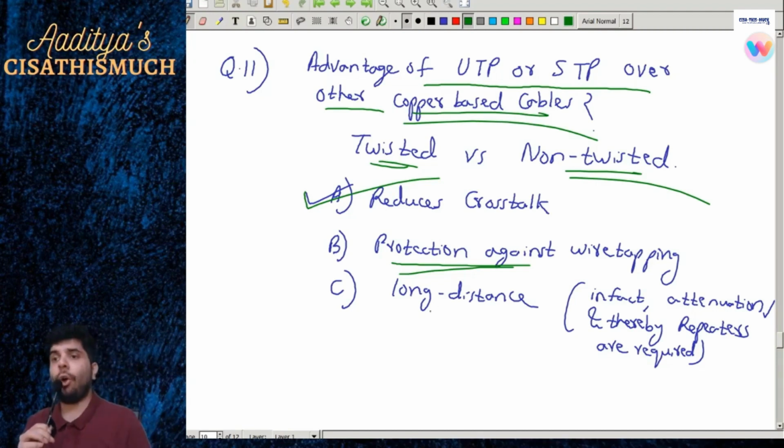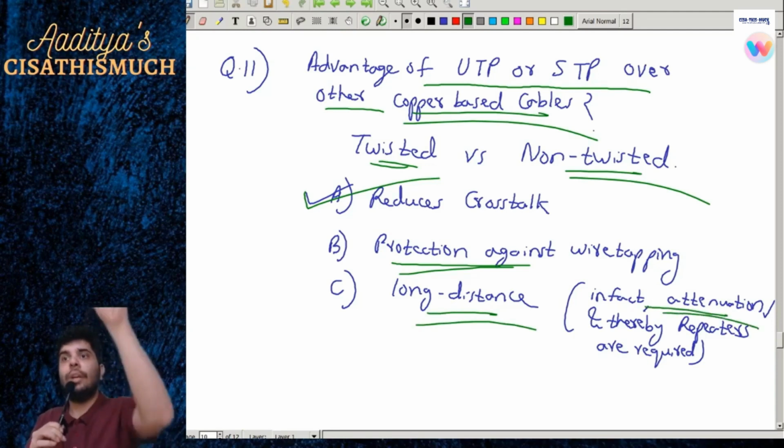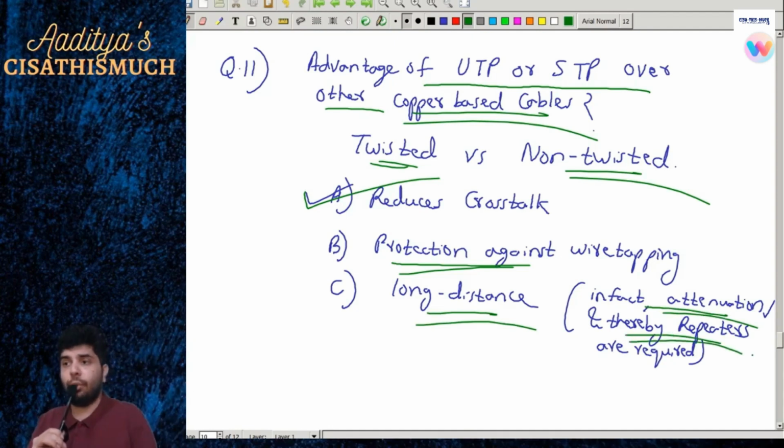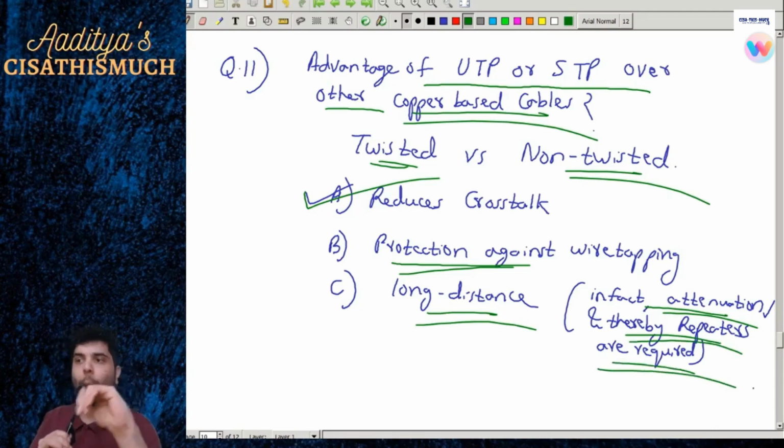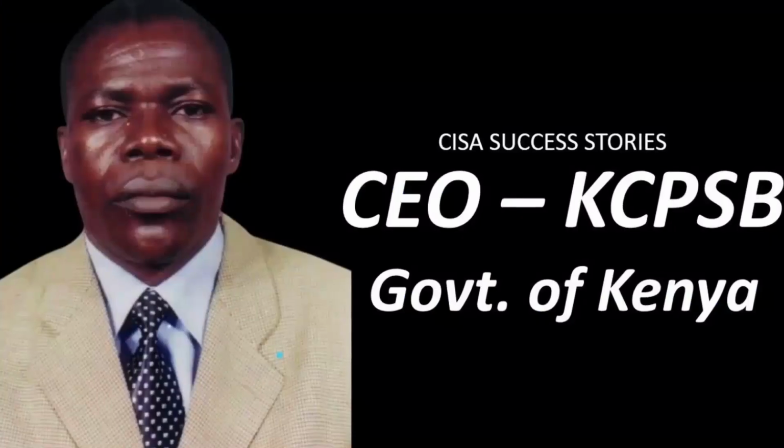Point number C is what? Long distance? No. In fact, attenuation will happen in case of the twisted pairs. And thereby, if you are using the twisted pair, you will need repeaters. Repeaters are required because of attenuation. So basically, it is not suitable for the long distance. So that is also not the correct option. The correct option is point number A. It reduces the crosstalk. Let's look at the next question.